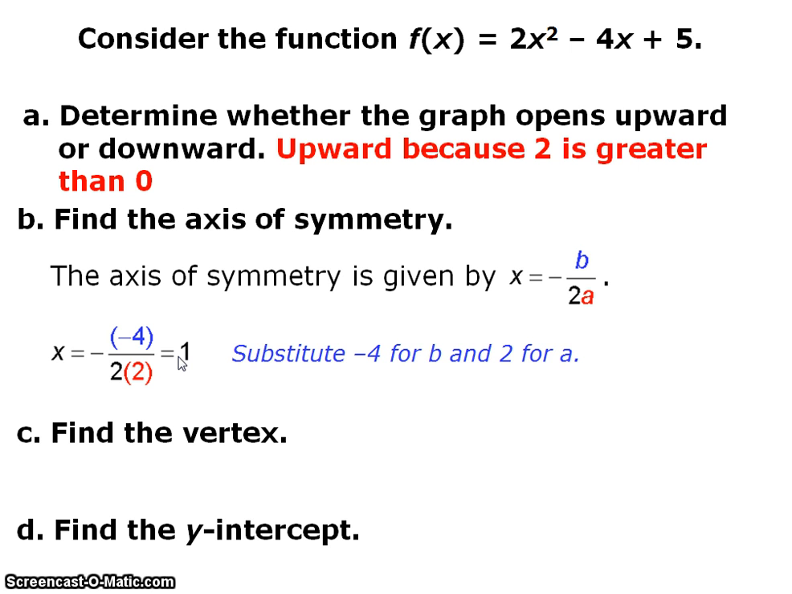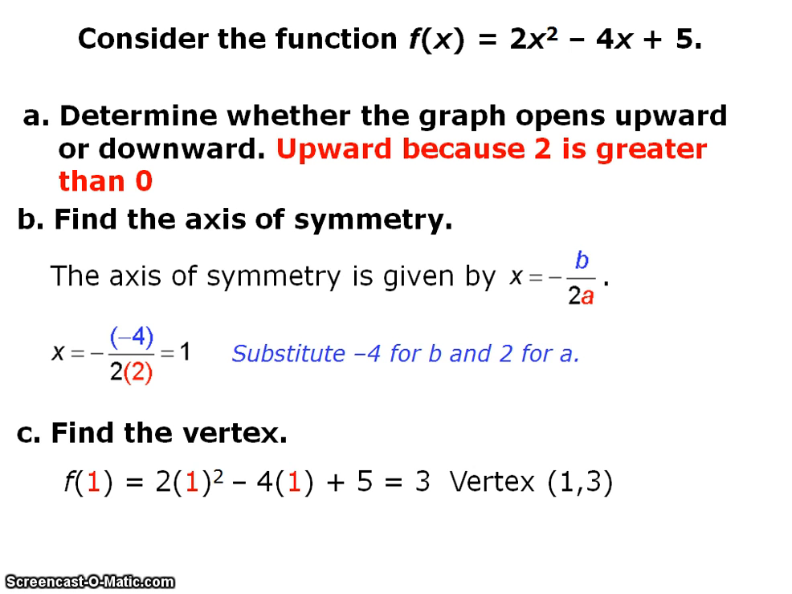That also tells me the x value of my vertex. Now that I know that, I can use that to find the y value of my vertex by substituting in 1 for x. Every time I see x in the original equation, 2x squared minus 4x plus 5, I substitute in 1. So now I'm going to have 2 times 1 squared minus 4 times 1 plus 5. I determine the value of that expression, and it ends up being 3. And so my vertex is at 1 and 3: x equals 1, y equals 3.